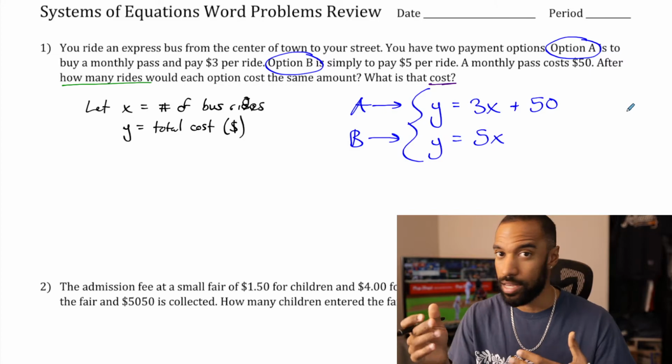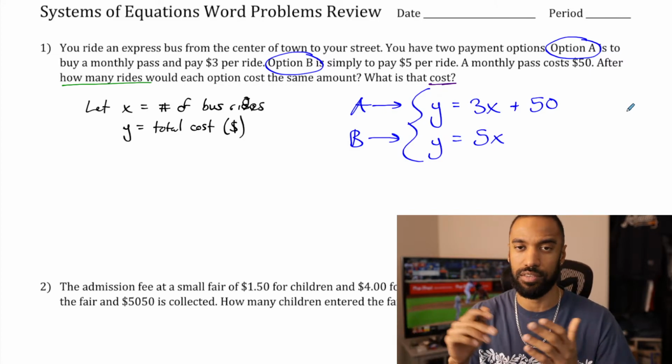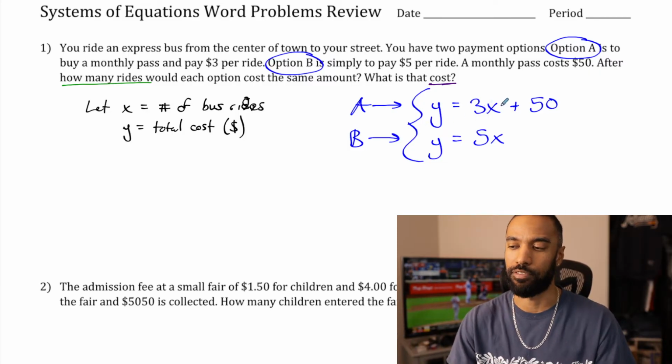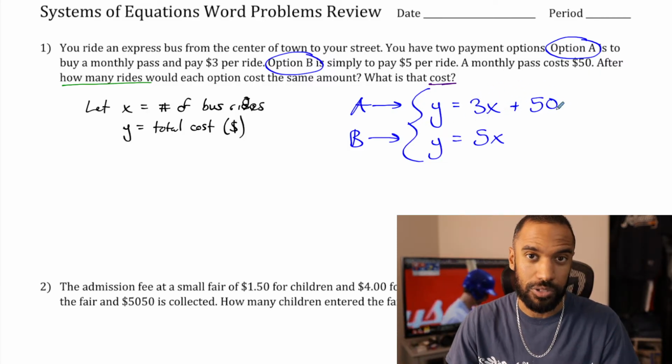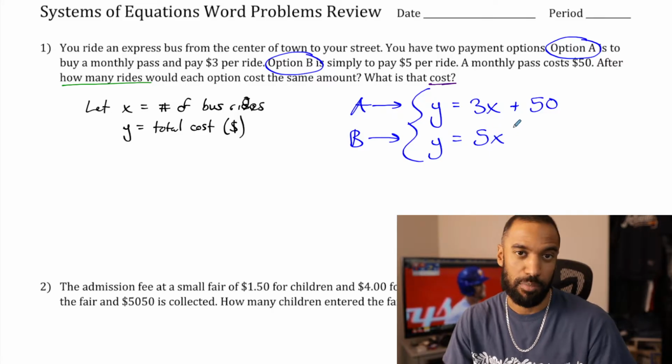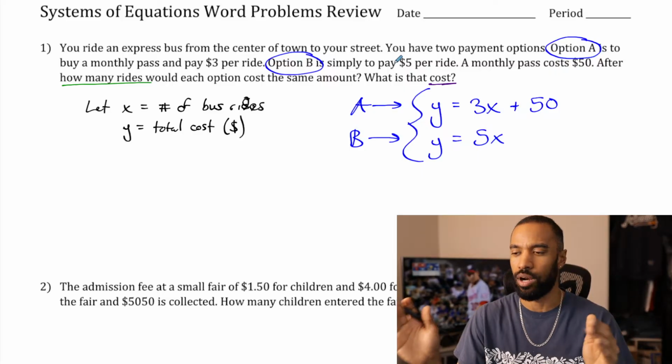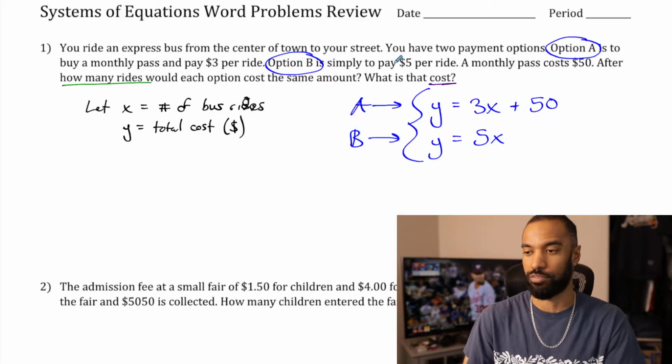Is it 10 rides that gives us the same cost? Is it 20 rides? Is it 2 rides? If you look at just one ride, after one ride, option A would pay $53 because of the monthly pass. Option B would just pay $5. Option B sounds pretty good right now. But after how many rides does it take before option B catches up? That's what we're going to find out.